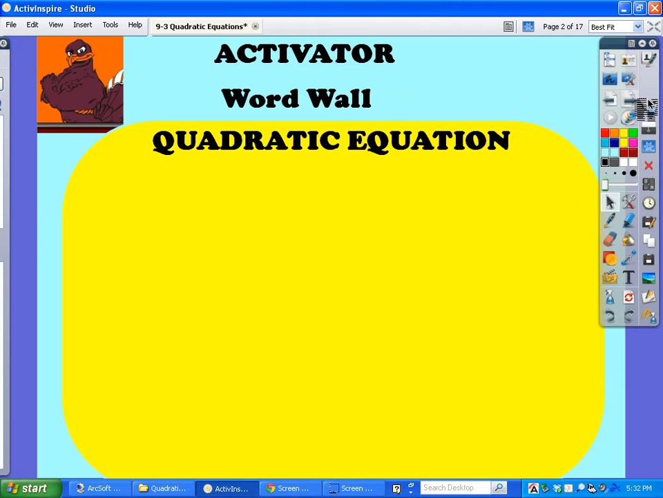Just think about it, and when I'm playing this during class, you will actually come up and write some stuff up here. But if you're not in class, if you're home or wherever, you can write it down on a piece of paper. Just take a minute. Think back to what you already know about equations. What do you think a quadratic equation will look like?